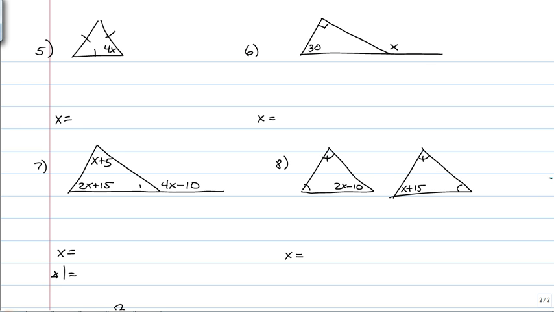Here's the next 4. Now that you kind of have an idea of what's going on, you just have to use the properties mentioned above. I would like you to pause the video and try all 4 of these, and we'll see how you do. Give it a try.